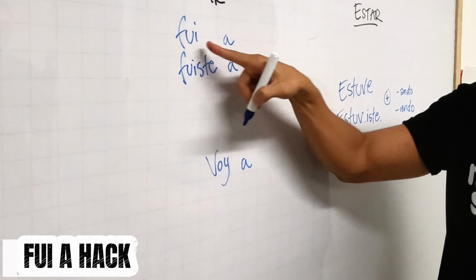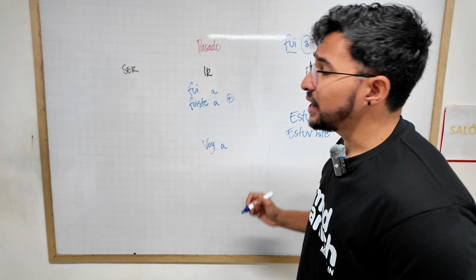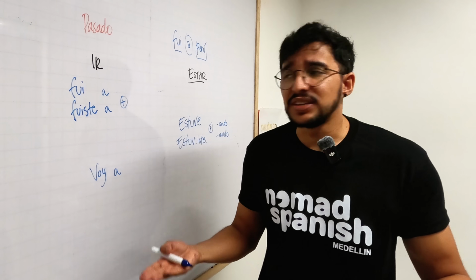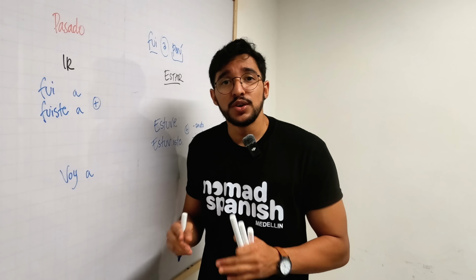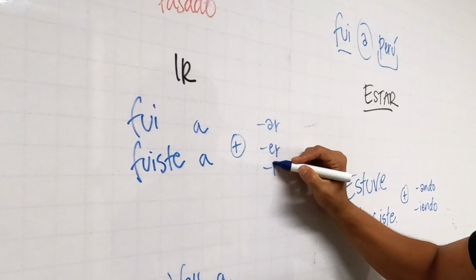In past tense, also the a, fui a. It means I went to. You can use a place. Fui a mi casa, fui a la escuela, fui a la oficina. But you can also use verbs in AR, ER, and IR form.